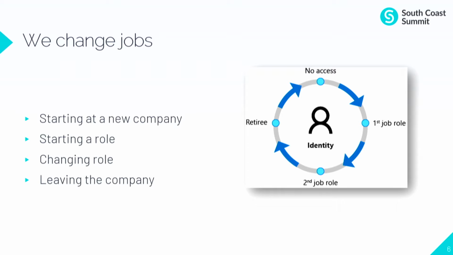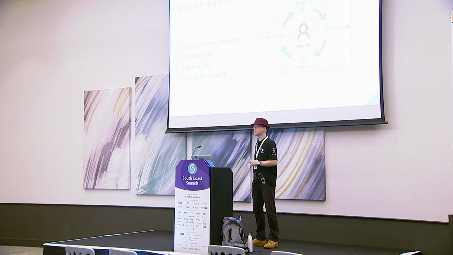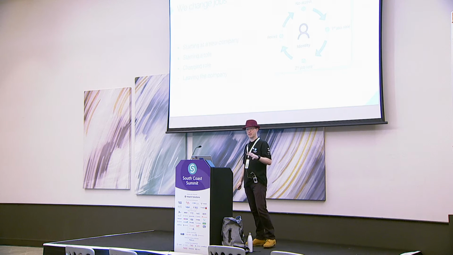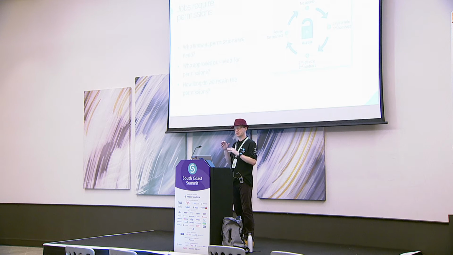So that transition through jobs: a lot of organizations have a lot of churn, with people not necessarily joining and leaving the organization, but actually moving between roles within the organization. So as we move between jobs, we need to think about, well, what are the permissions that we actually need, and what do we actually need to give to people to enable them to do their job?